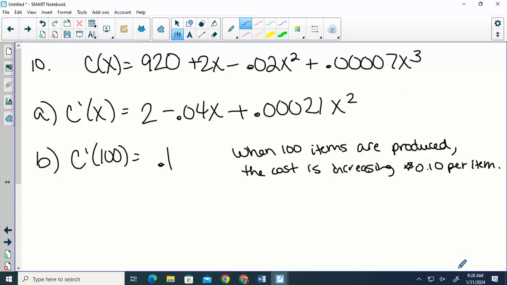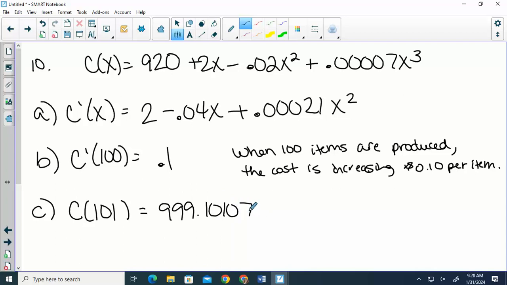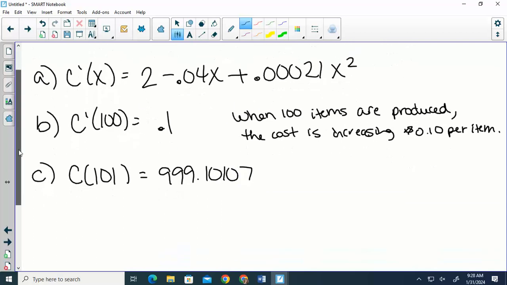Okay. So part C, I want you to compare that with the actual cost. So I need the actual cost of making 101 items. So if we plug that in, is this all I need? No. B was telling me how the cost was changing. So I need to figure out how much did the cost actually increase. So you have to plug both 100 and 101 into the original cost equation.